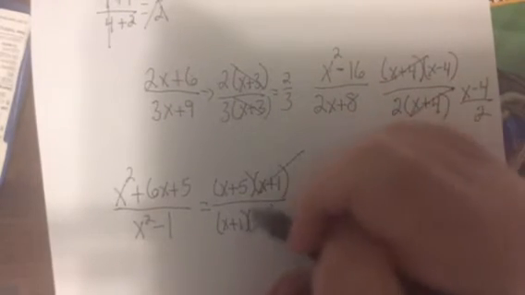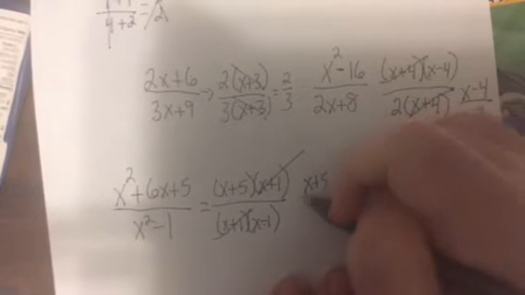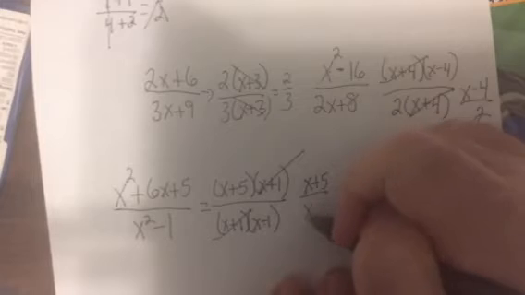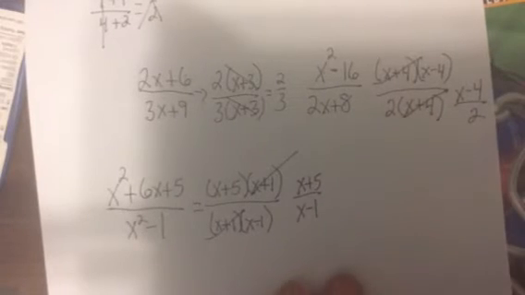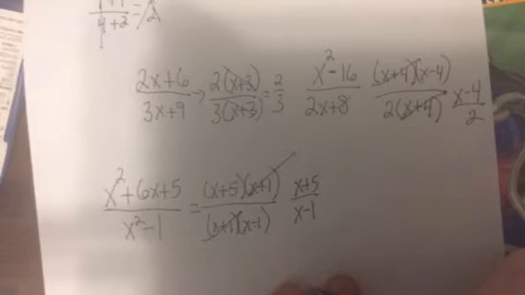So the answer is x plus 5 over x minus 1. Just easier to work with. Now if I want to put numbers in for x and simplify, it's easier to do.